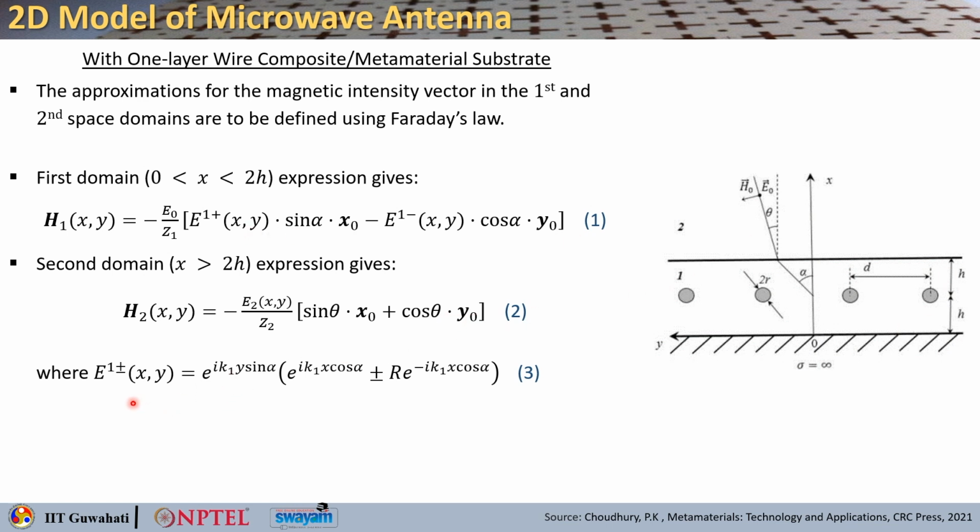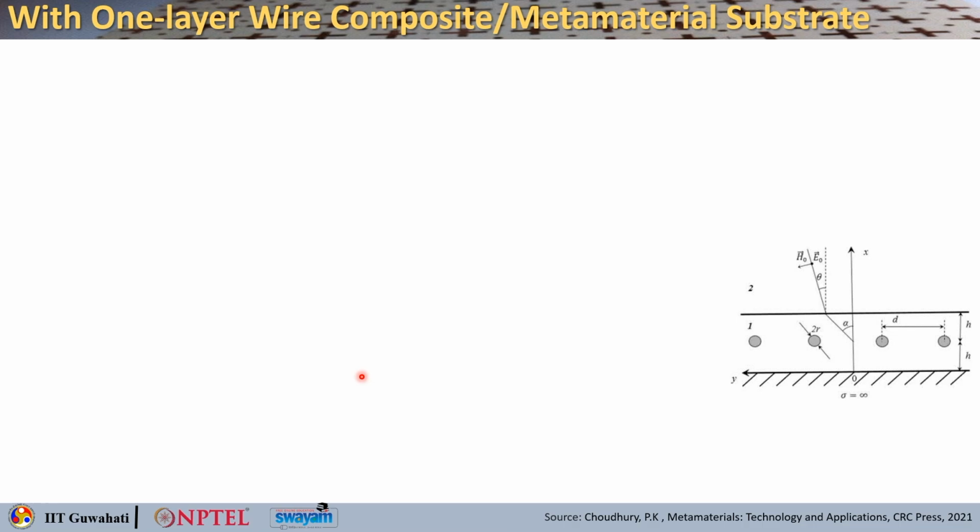Now, what is E1 plus minus (x,y)? You can see that it can be written as e to the power i k1y sin alpha times e to the power i k1x cos alpha plus minus r, that is basically the reflection coefficient, and then you have e to the power minus i k1x cos alpha. So, this is basically the reflection term that has to be considered.